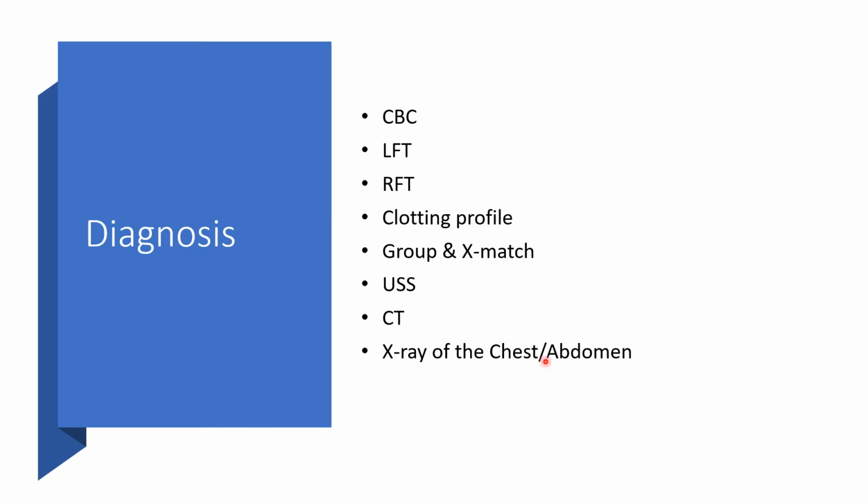X-ray of the chest and abdomen. Of the chest, because there is likelihood of pneumonia complicating typhoid fever, and you might even want to rule out community-acquired pneumonia using the chest X-ray right now. And of course, the X-ray of the abdomen will show us fluid or air level when there's intestinal perforation already.